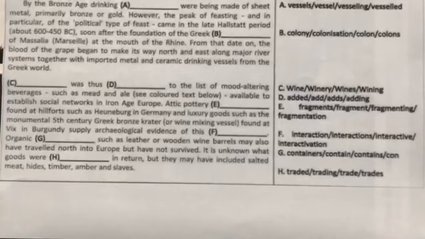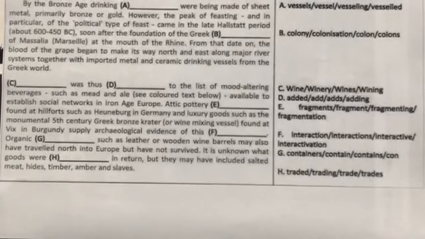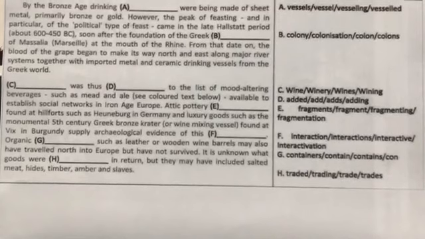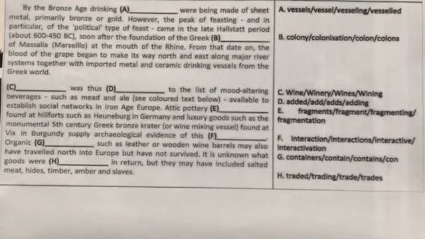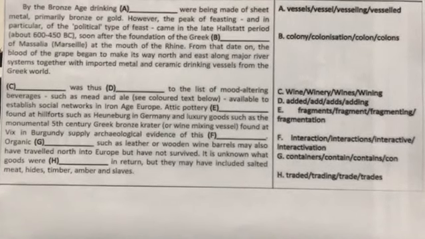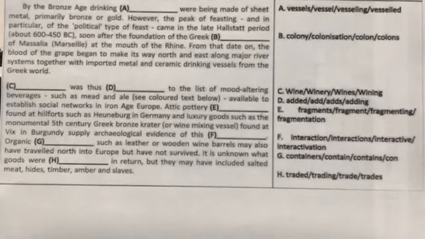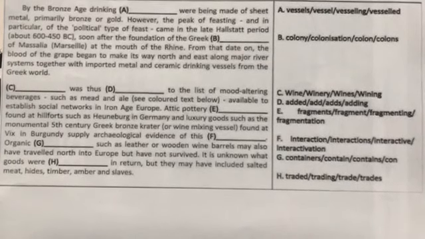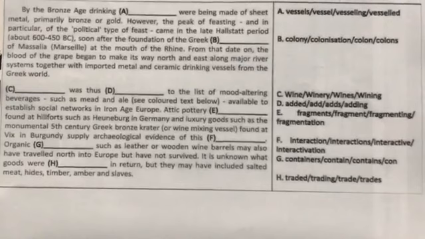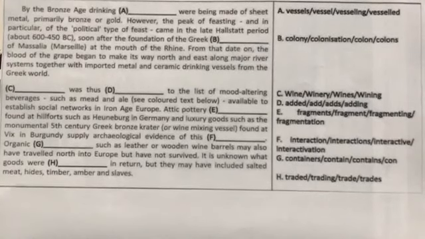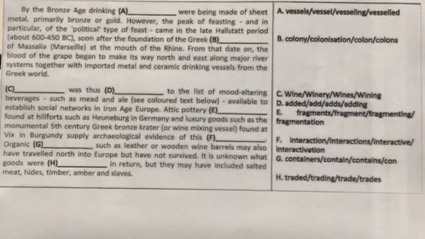So the first is blank C, "___ was thus," and the options given are wine, winery, wines, and wining. Now the word immediately after the blank is "was." If it is "was," that means we have to select something that is singular. And the only singular form here is wine. Wine was thus added.